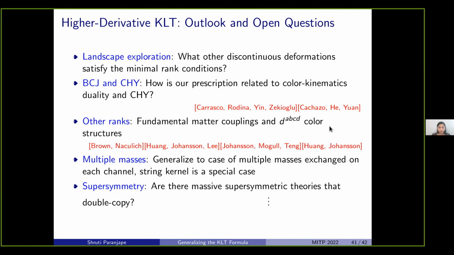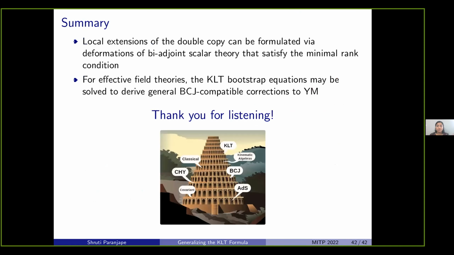And finally, there's this thing that Calum talked about, which is to understand really what it means or whether there are generalizations of the double copy that can now include massive supersymmetric theories, now that there's so much nice formalism and so much nice language in which we can talk about massive supersymmetric theories. Okay, so this is a summary, and thank you for listening, and I'm happy to take questions.